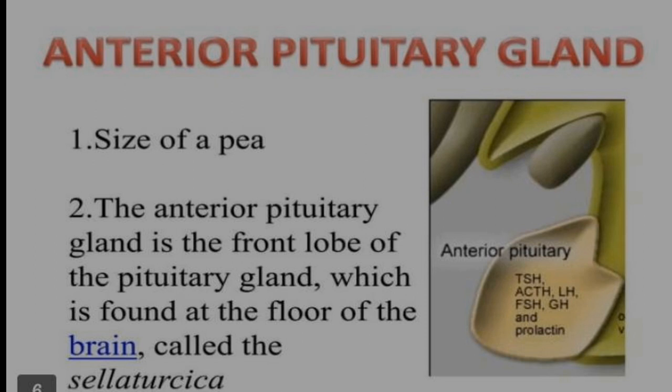Then the anterior pituitary gland. It is the size of a pea. The anterior pituitary gland is the front lobe of the pituitary gland, found at the floor of the brain, called the sella turcica. The hormones secreted only in the anterior pituitary gland are thyroid stimulating hormone, luteinizing hormone, follicle stimulating hormone, growth hormone and prolactin. These are the hormones mainly secreted in the anterior pituitary gland.